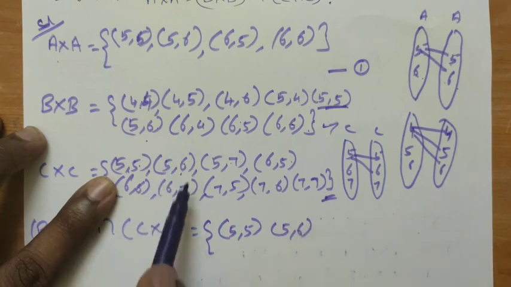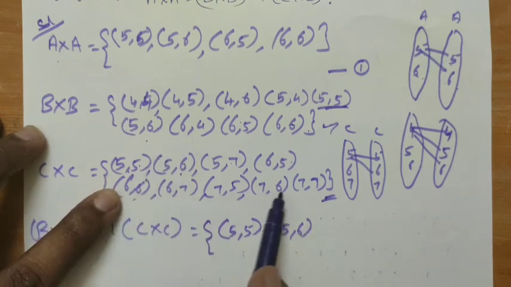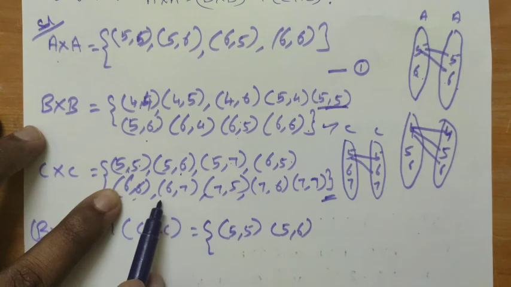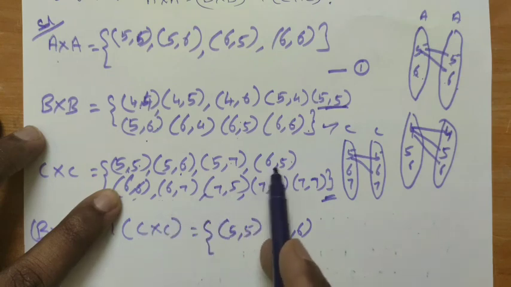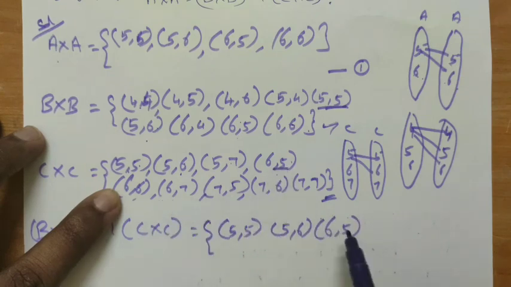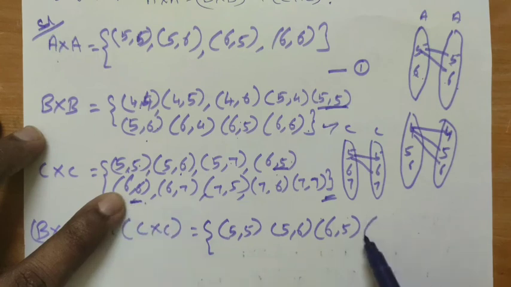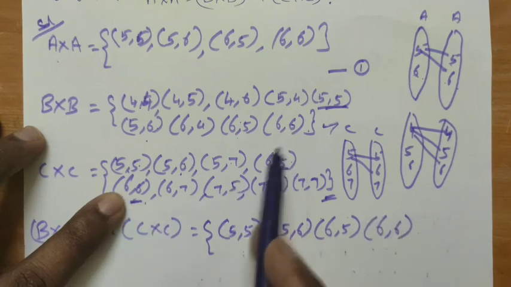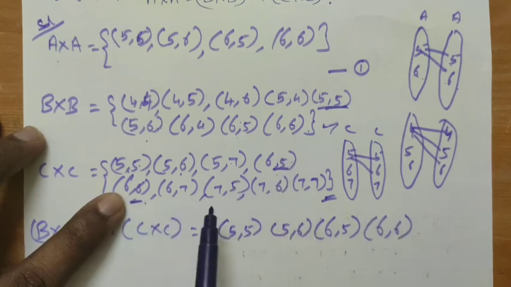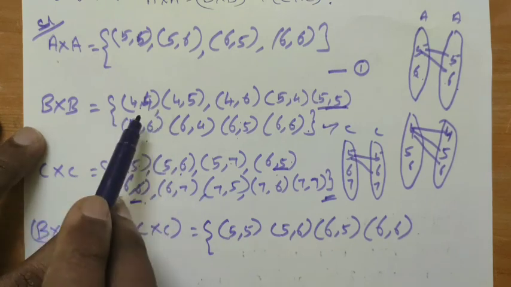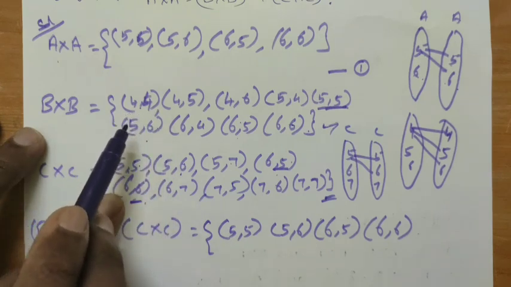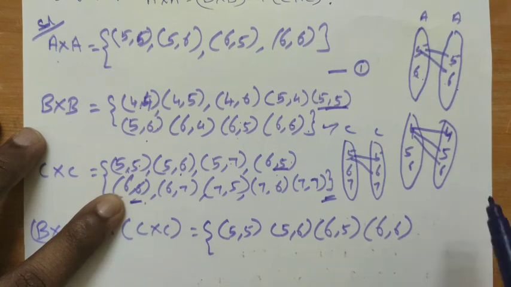And then (6, 4) is not here. (6, 5) is here. And then (6, 6) is also here. These are the common elements, right? We don't need to check any other numbers, because we have to select from the first set. Whichever first set elements appear here, you just write them.